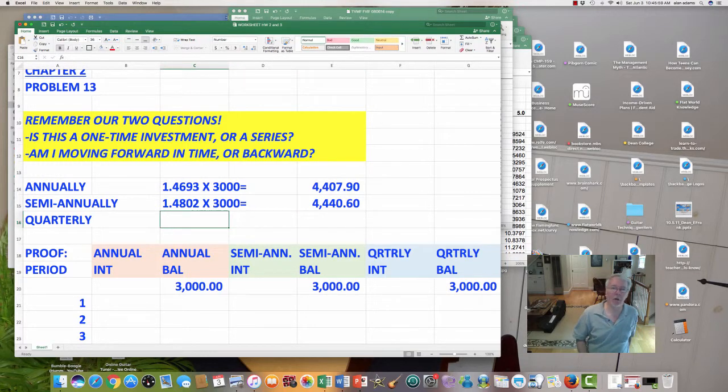Now, what if we compound quarterly? Okay, we know that we have to divide the annual interest rate by 4.